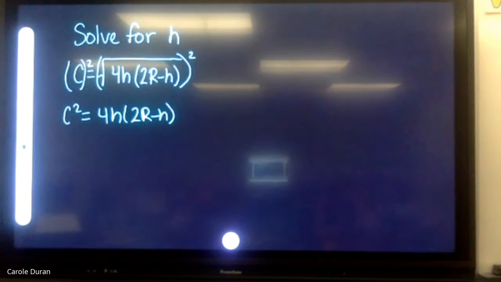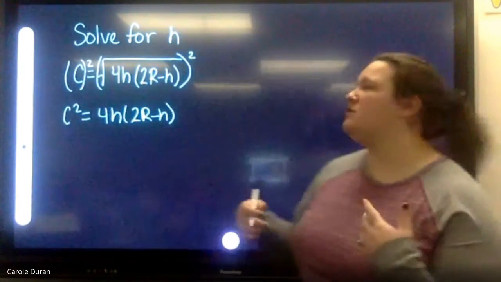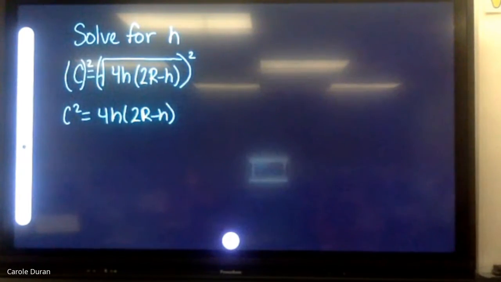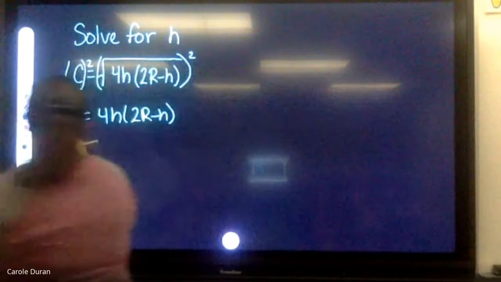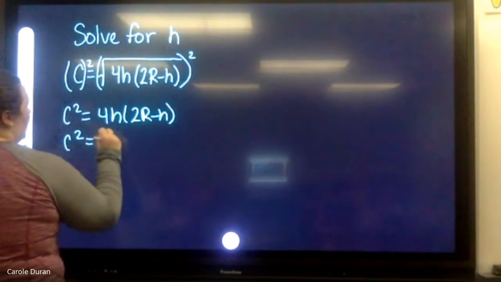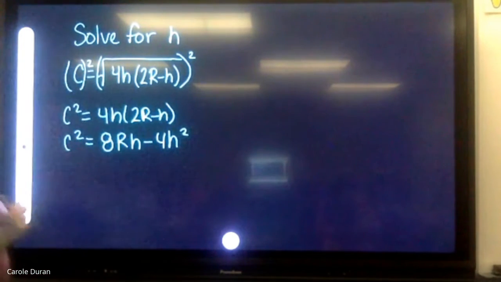What do I do next? How many h's do I have right now? 2, but not every term has an h on it, so I need to do something maybe to try and group all my h's together. The only way to do that is to expand that right side first. So I'm going to multiply out the 4h into both of those terms. When I do, I get c squared equals 8rh minus 4h squared.